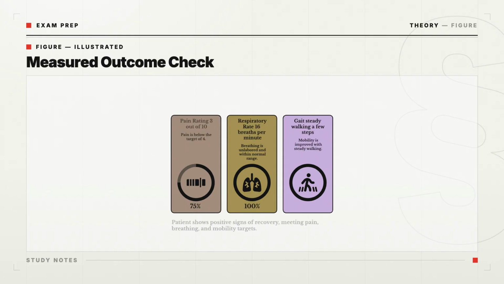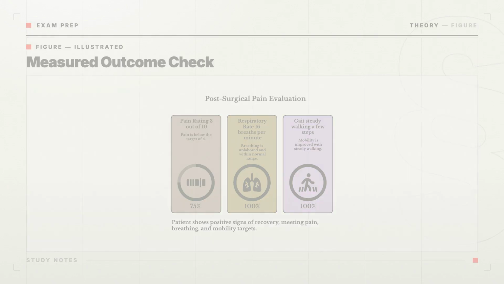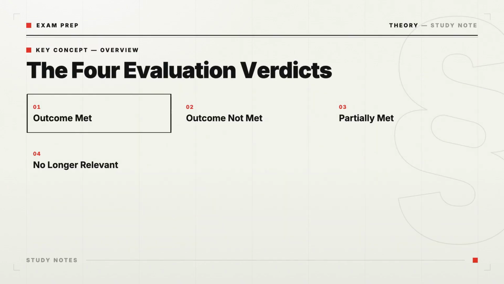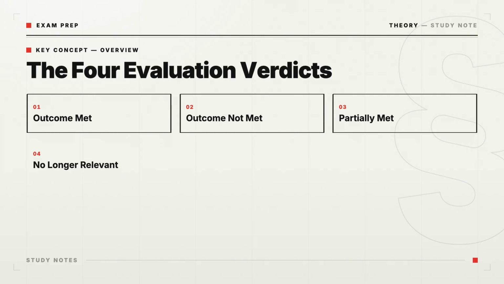Consider a patient with a pain goal after surgery: pain at or below 4 within an hour, safe breathing and improved mobility. The nurse gathers the data: pain rated 3 out of 10, respiratory rate 16 and unlabored, and a steady walk across the room. Every finding is measured against the promise, not judged by mood. Since all 3 pieces improved, the verdict is outcome met, ruling out the others.